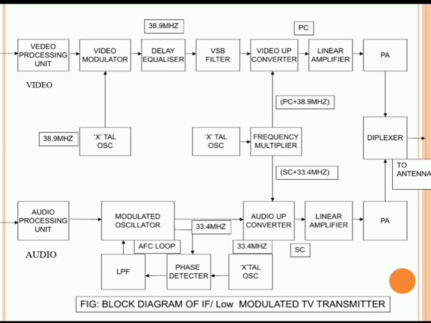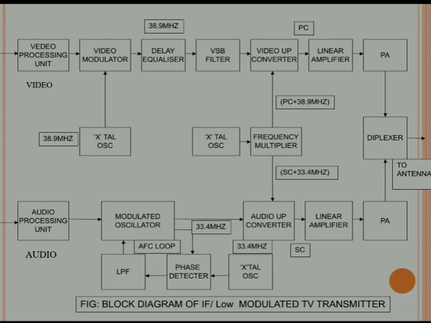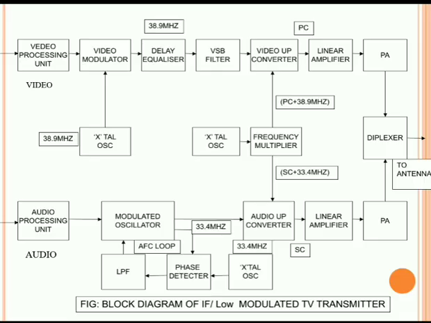This audio exciter system consists of the audio signal, which we take by using the microphone. The audio signal is pre-emphasized to reduce the noise in the high frequency audio range. Here, FM direct modulation is done with a varactor diode modulator or an LC oscillator. These two types we can use here. The carrier frequency used here is 33.4 megahertz.